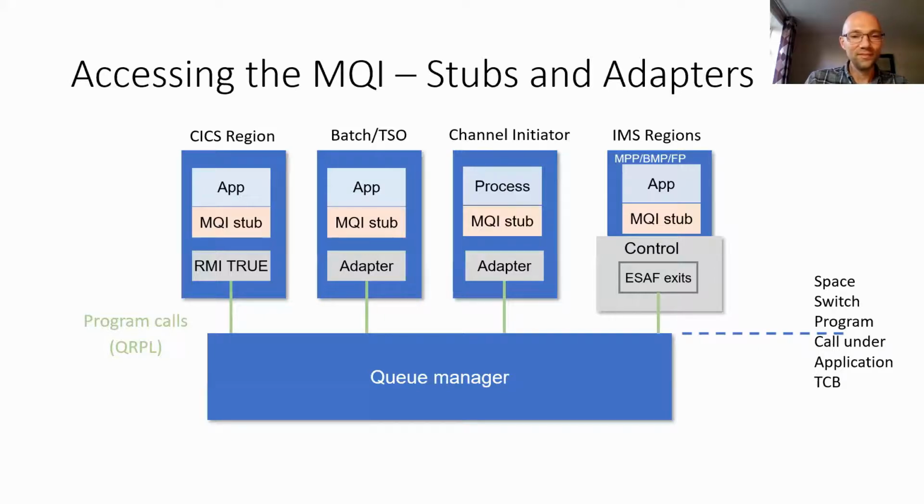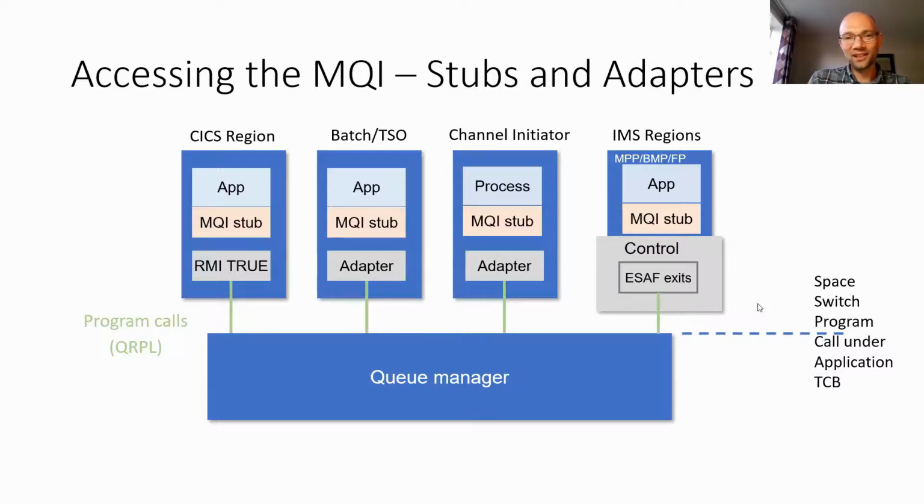What happens then when the adapter calls into the queue manager is that it uses the PC instruction that is part of the z/OS instruction set, the Z hardware instruction set, and that allows the application to switch into the queue manager address space and run inside the queue manager address space while it's performing the work needed to do that MQI call.